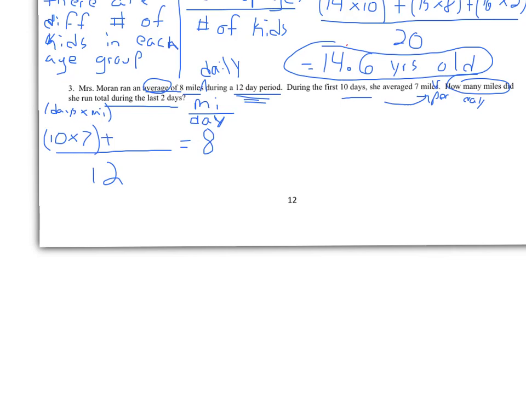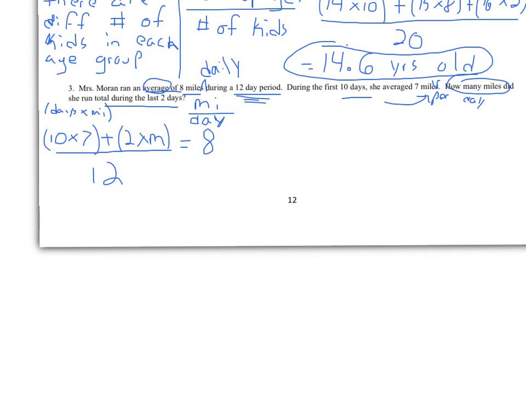And then we add, how many days are left? Well, there are 2 days left, right? Because there's a total of 12. And do we know how many miles she ran each of those 2 days? No, we don't. So I'm just going to times it by the miles that she ran each of those 2 days, which we don't know. Okay. Now, it looks like a tough equation, but when you simplify it, it actually gets pretty easy.